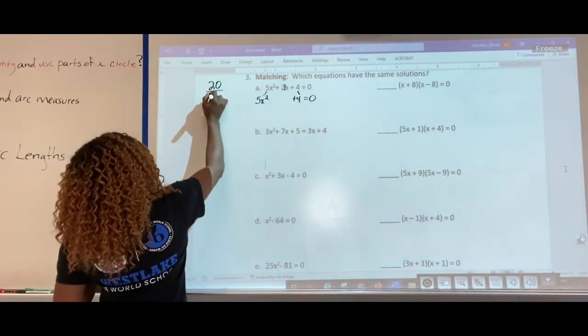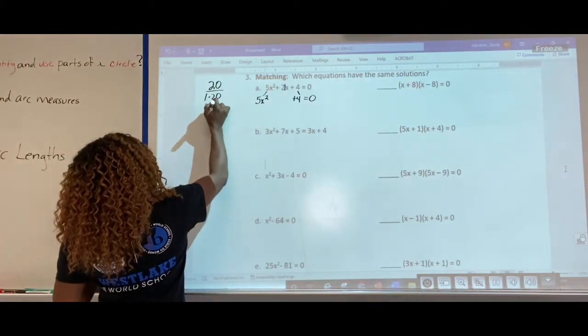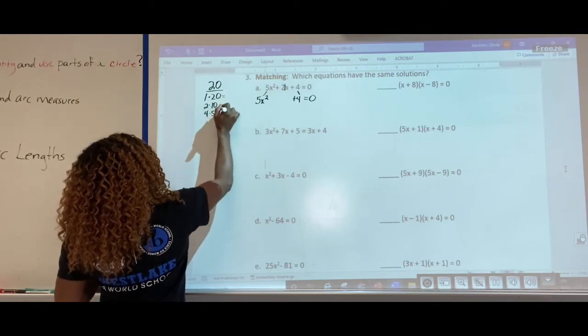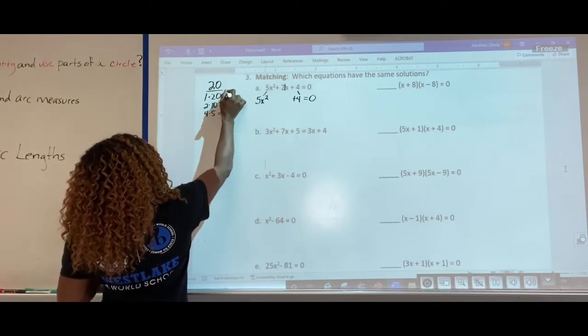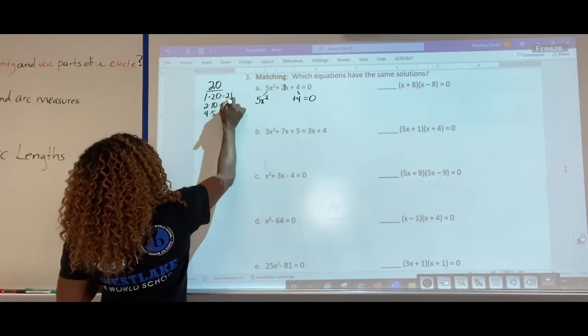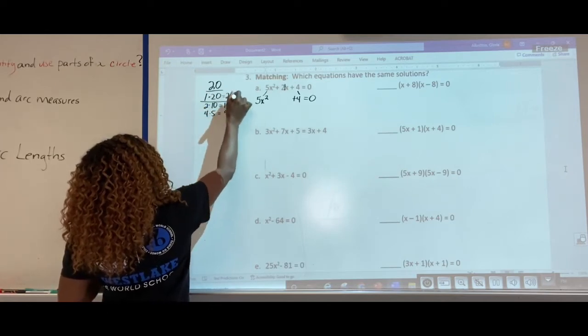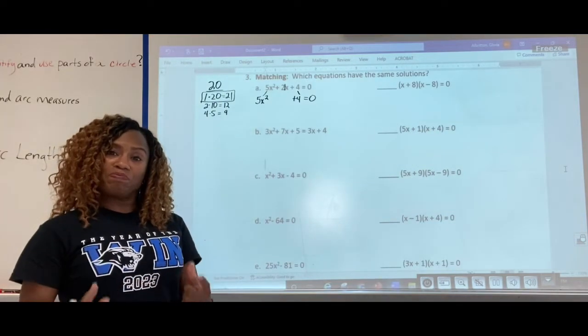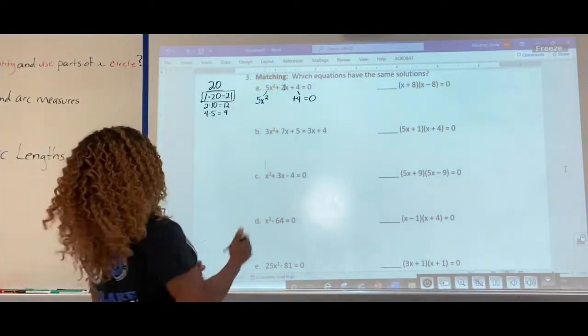So my factors of 20 are 1 times 20, 2 times 10, 4 times 5. But when I add these, 1 and 20 give me 21. This gives me 12. This gives me 9. So here I've found my two factors that I'm going to use to break up that middle term, the x term, or the b value.